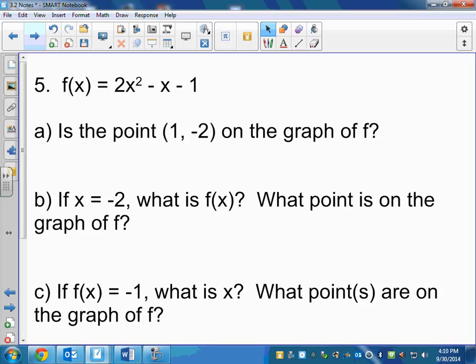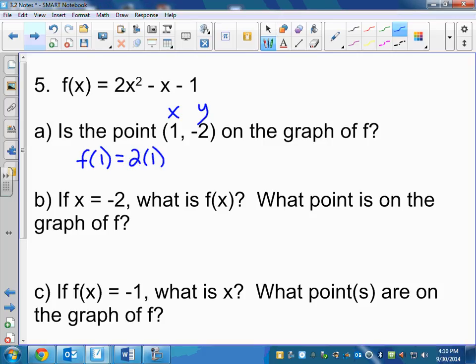Well, there's no graph here, but remember that this is an x and this is a y. So it's like saying, when x equals 1, do I get a y value of -2? So let's see what happens when I plug 1 in there. I'm going to get 2 times 1 squared minus 1 minus 1. Looks to me like I'm going to get 2 minus 2, which is 0. Which means when x is 1, y is 0, not -2. So I would say the answer to that is no.